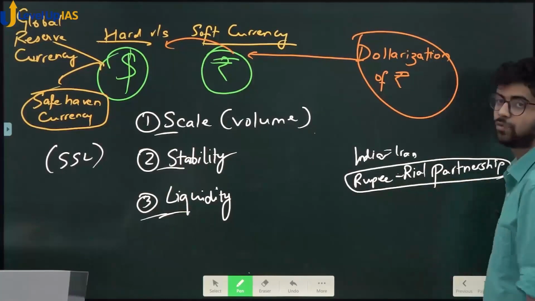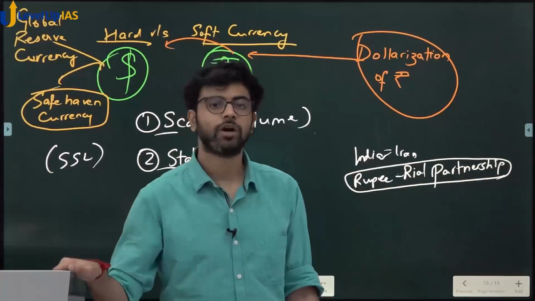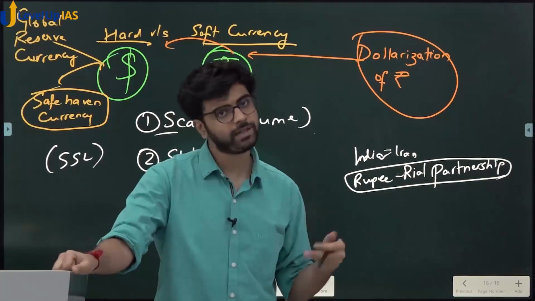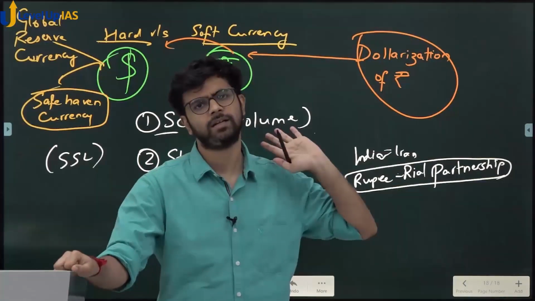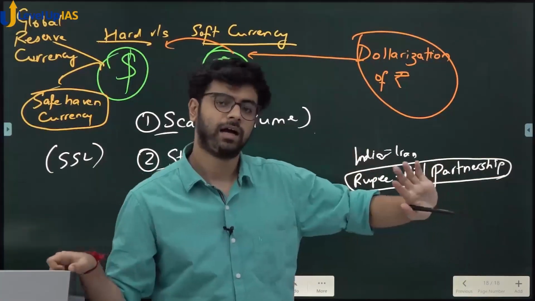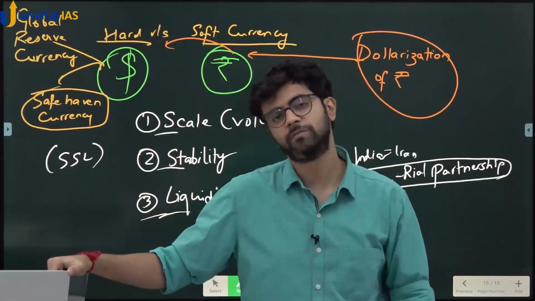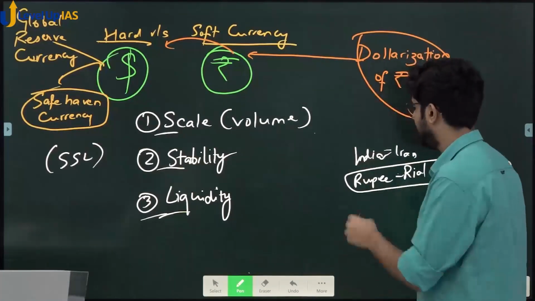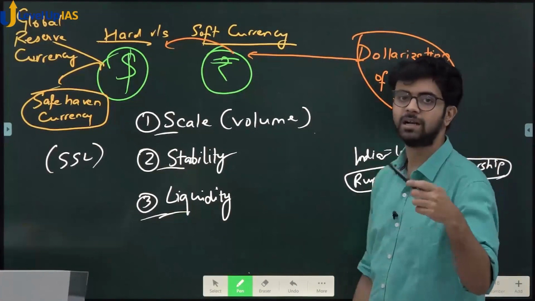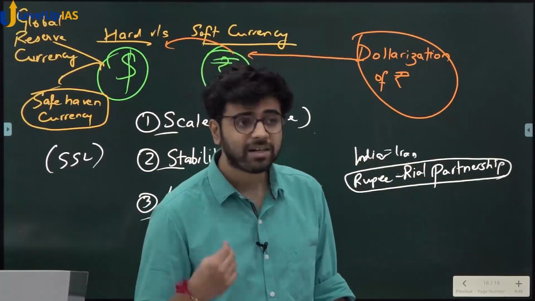Rupee-real means they will not conduct trade in dollars. Whatever we are importing, we will pay in reals, and whatever they are importing from us, they will pay us in rupees. Simple. One-way transaction in rupee, one-way transaction in real. No dollar involvement. Similarly, if we have such agreements with various other major trading countries, it will lead to strengthening of rupee and diversifying from dollar.